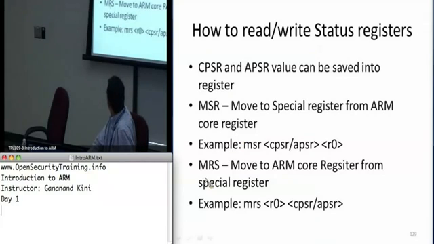And similarly, MRS is the other way around, where you want to take a value in the special register and save it to a core register. The way you'd use it is MSR CPSR, and then the register, or MRS R0, and then the CPSR. This is also confusing. If you remember, I said the destination always comes first. So here, if you notice, the two have been switched, even though you're only operating on that CPSR. So it gets a little confusing.